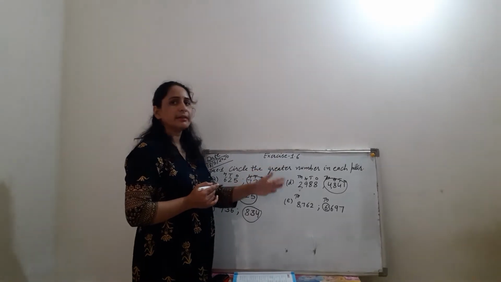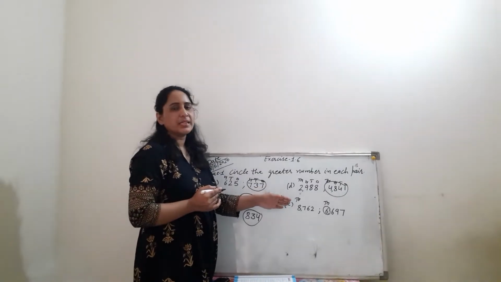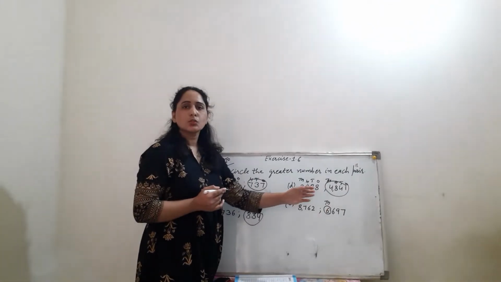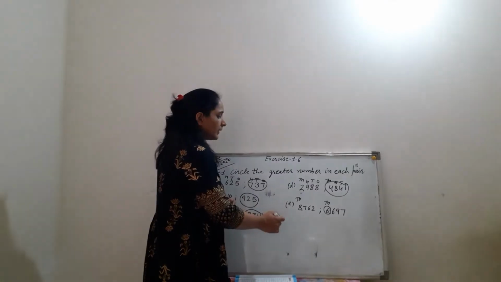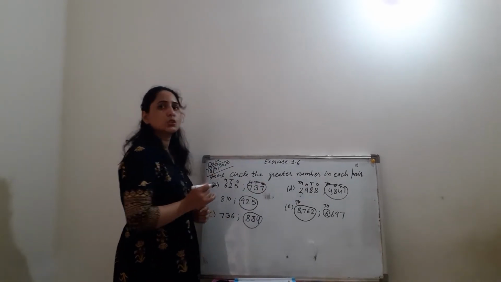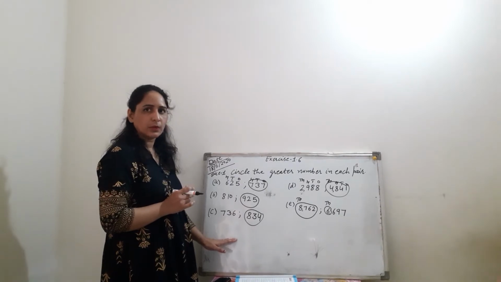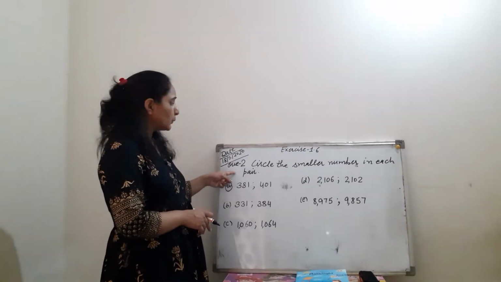Which number is greater? We see here the places. In the thousands place there is 8. In the thousands place there is 6. So which one is greater? 8 is greater. Clear? So we circle the 8762. This is all about your question number 1. Okay, now we start our question number 2.